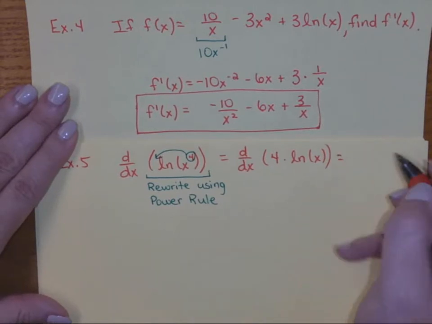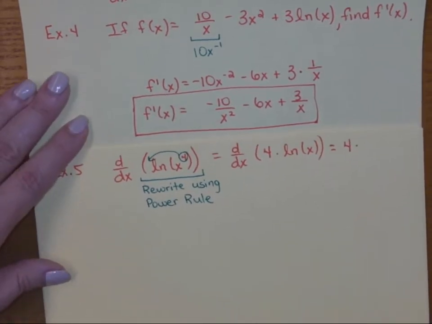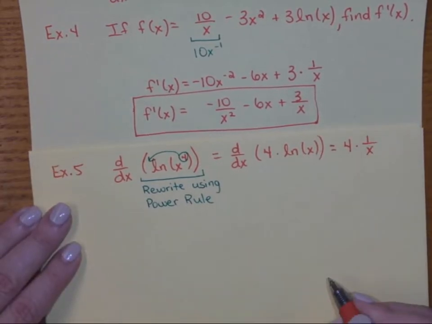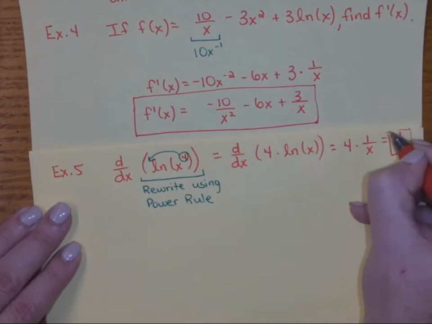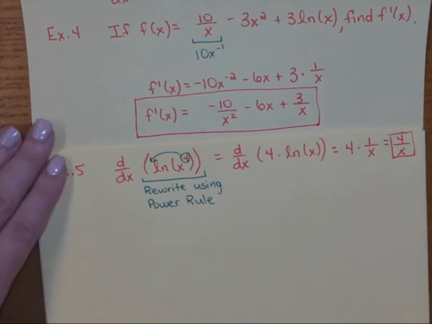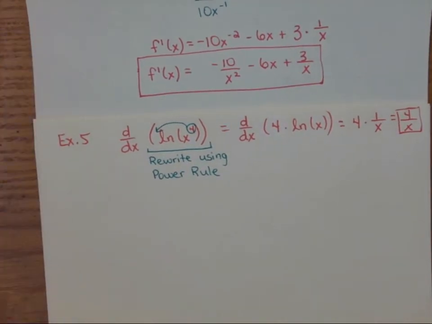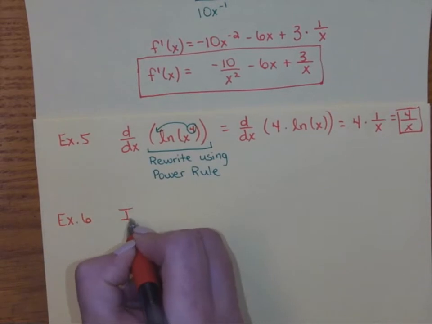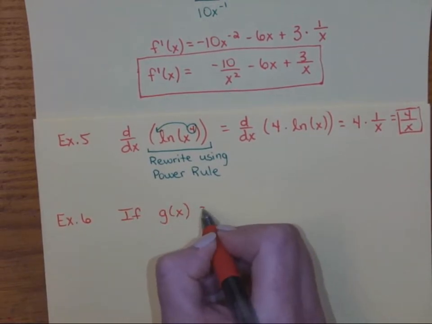And now we've already done one like this, right? The 4 is a constant, so it moves over. And then the derivative of ln of x is just 1 over x. So in the end, the answer is just 4 over x. All right, so one more. And then we're going to expand to maybe a different type of special case.